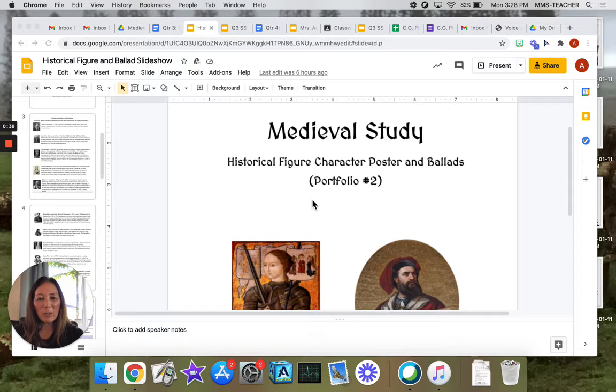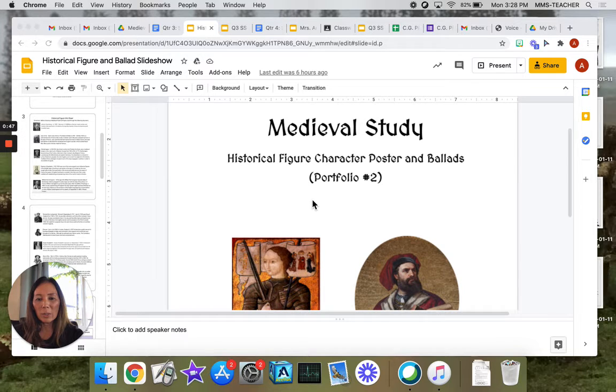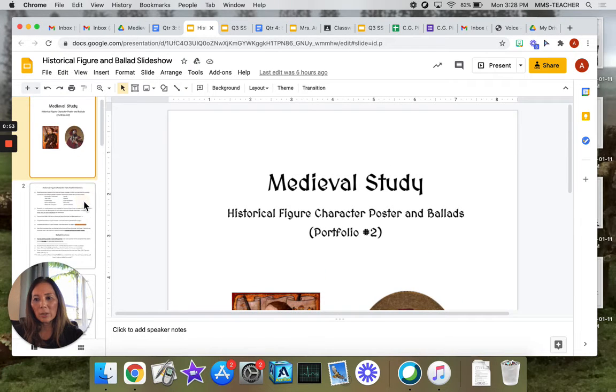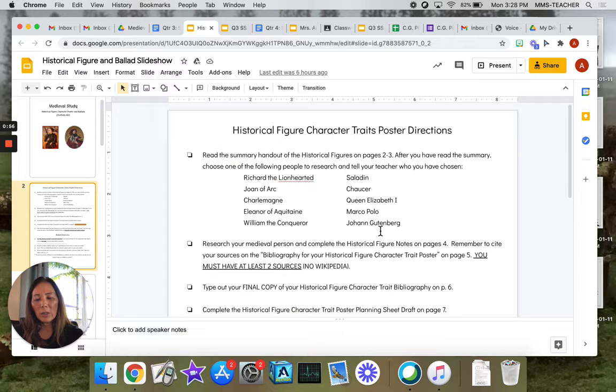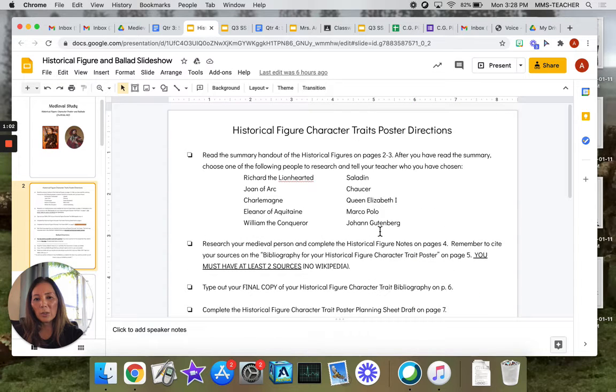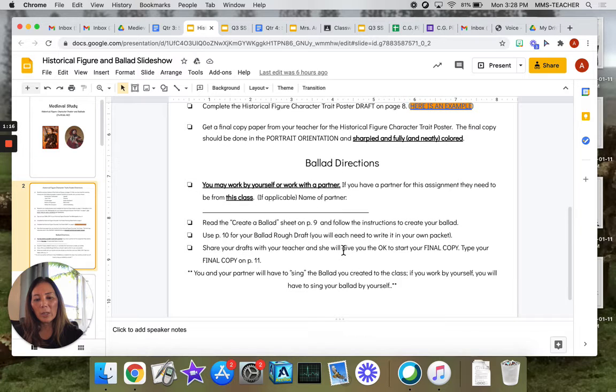So for today's video, I'm just going to give you an overview, sort of an introduction to what we plan to cover in portfolio 2. So let's move on to slide 2. Slide 2 is just the directions for the 2 projects that you'll be working on in this portfolio. And this first part is the historical figure character traits poster. And the next big thing that you'll be doing in this portfolio is writing a ballad.